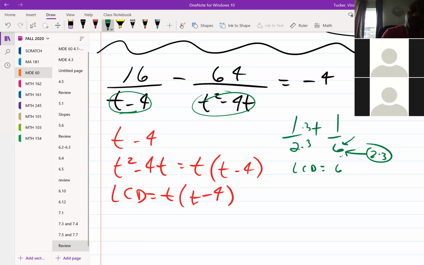So I can keep it straight in my head: where I see that t minus 4 in the column, I just put equal t minus 4 for the LCD. Then when I get down to the next one, I put t times t minus 4.